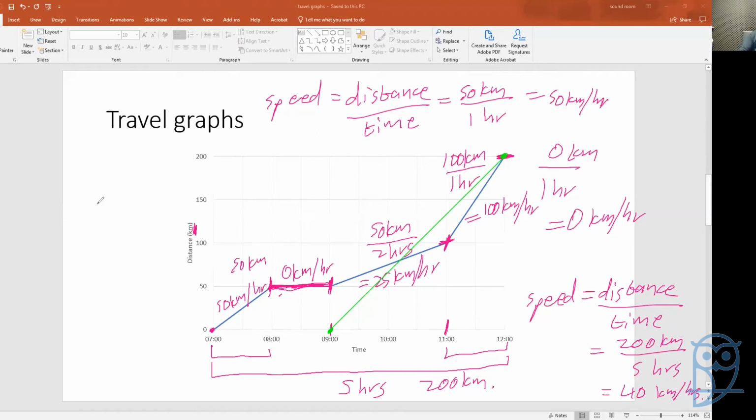Well, most definitely we can, because we know that they are going to travel 200 kilometers from 9 to 12, which is 3 hours. So 200 divided by 3 is 67.7 kilometers per hour, which makes sense that it's between 50 and 100.